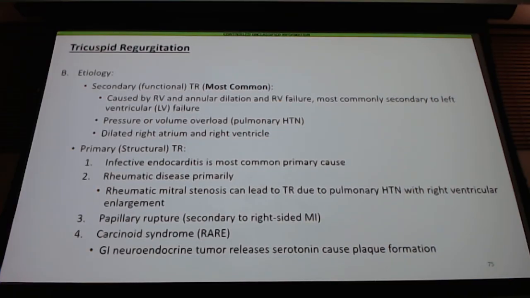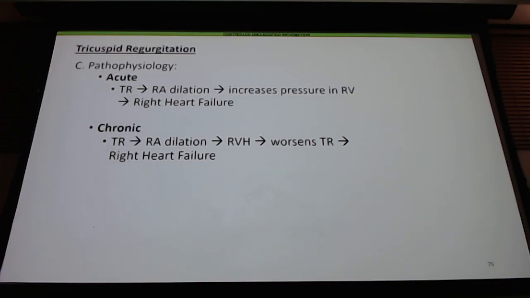Then we went on, we started talking about tricuspid regurgitation. We talked about how secondary causes of tricuspid regurgitation are the most common, meaning that the ventricle dilates and that pulls the valve leaflets apart, and that leads to the regurgitation. But there are primary causes, which we've talked about with infective endocarditis, rheumatic heart disease, papillary rupture, but then there's this carcinoid syndrome, which is a rare GI neuroendocrine tumor that causes serotonin release, causing plaque formation. So that is an entity to add on that we haven't talked about with the other two valvular lesions.